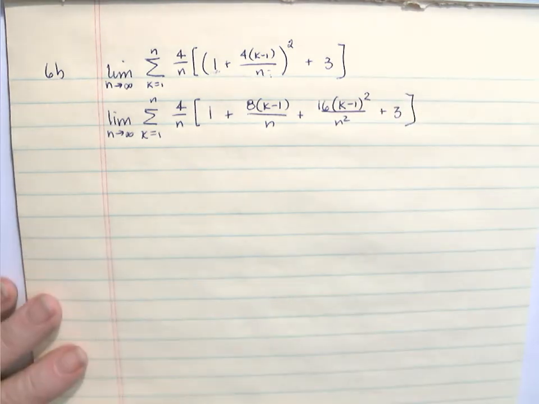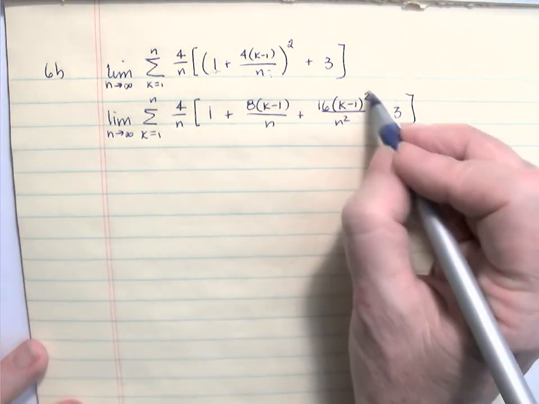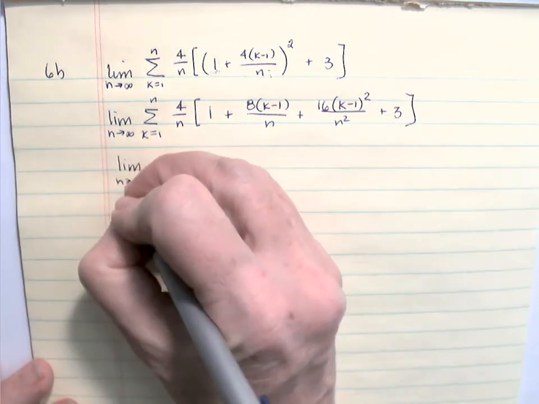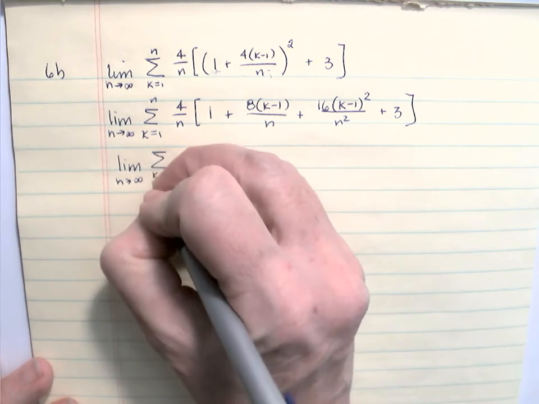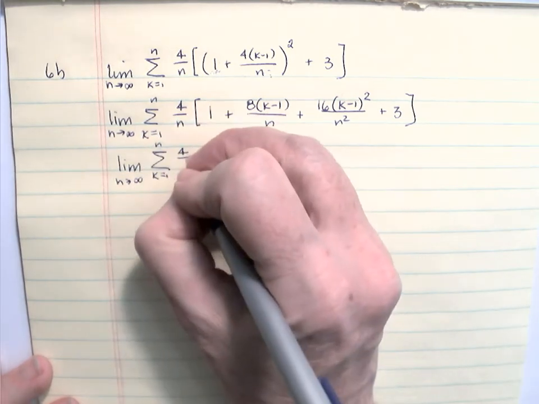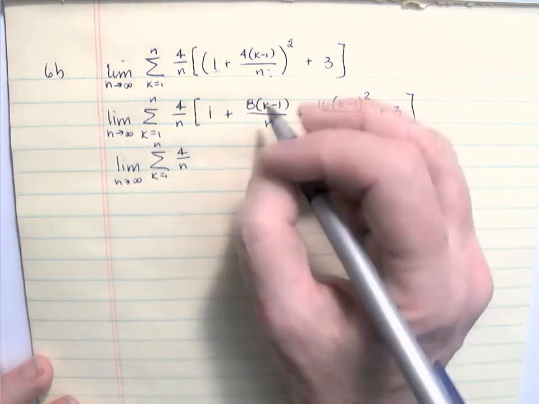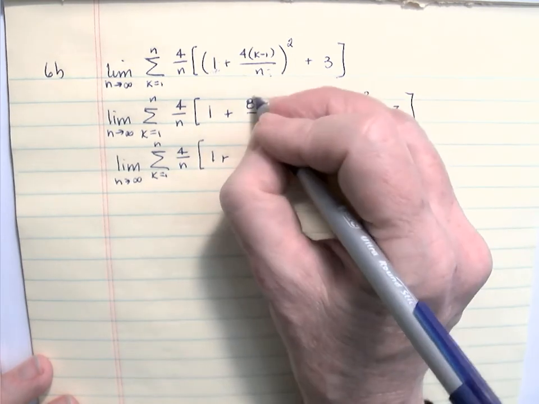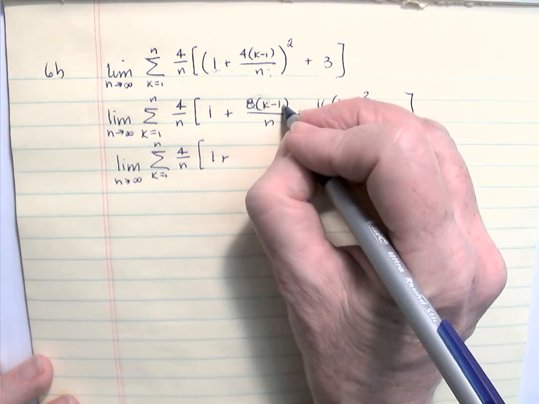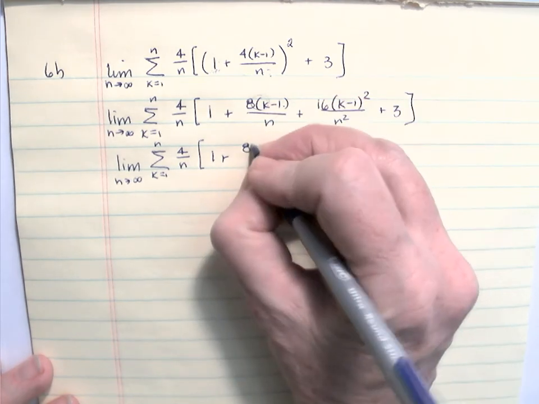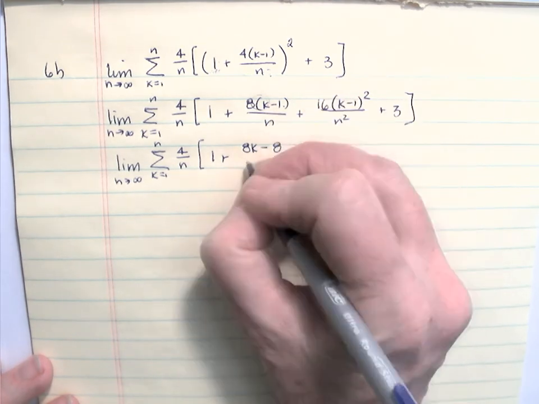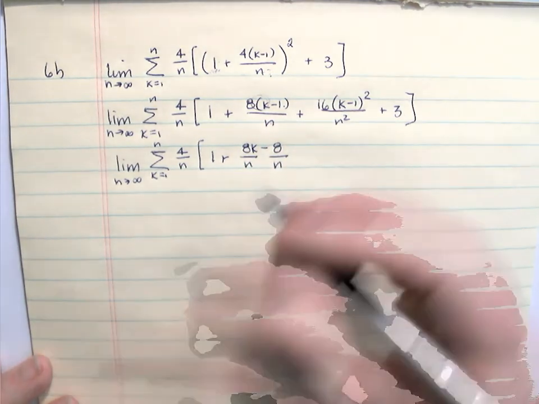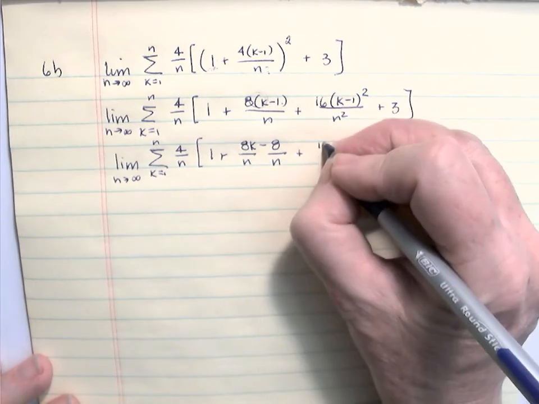plus 3. I'm going to do a little bit more work because I have to square this. So we still have the limit as n approaches infinity, sigma, k goes from 1 to n. We have 4 over n. Okay, and I'm going to try to write this as spread out as possible. I have 1. I'm going to write this as 8k minus 8. But since I have one term on the bottom, I can write that as 2 separate fractions. I'll do this in 2 steps.